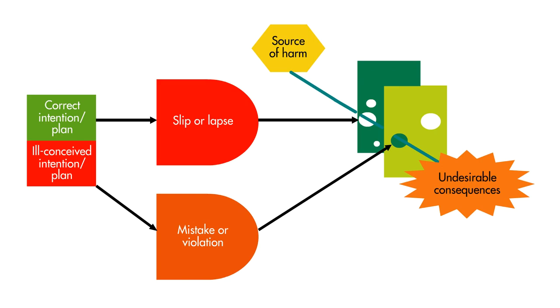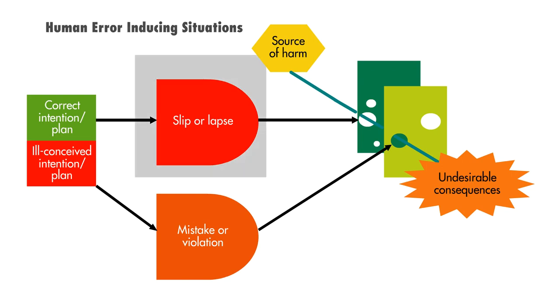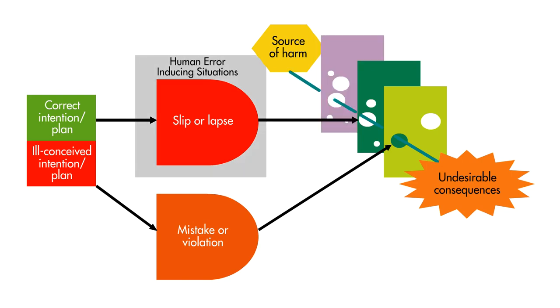Slips, lapses and mistakes are usually categorized as human error. Everybody suffers from lapses and slips. Often their likelihood is increased by situations that negatively affect human functioning. Examples are tiredness, lighting and noise levels, and sudden changes to routines. Usually these situations are the result of someone else's ill-conceived plan.